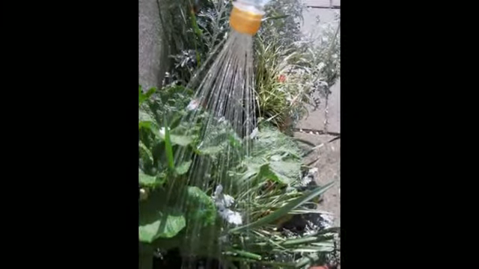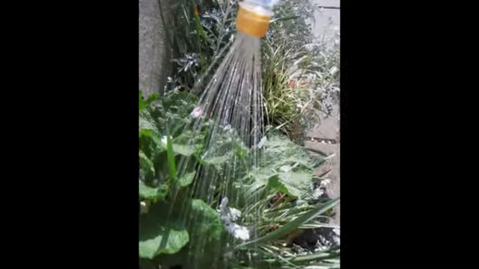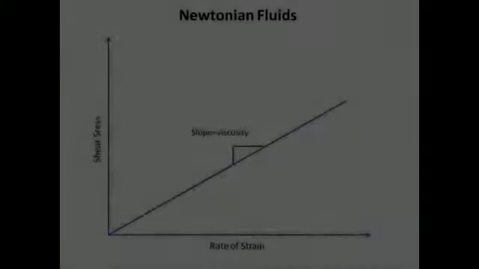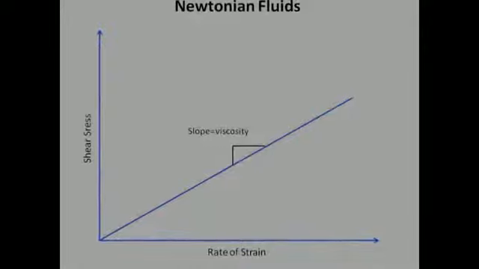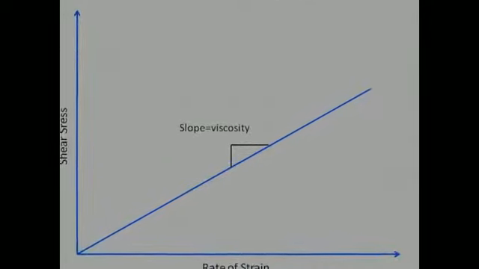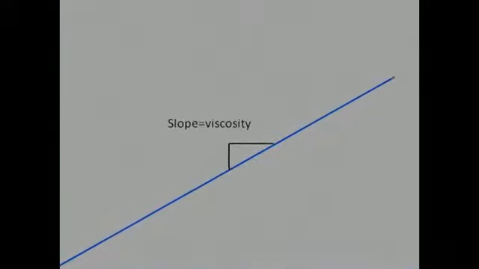For example, as you increase the pressure in a water bottle, the water's rate of strain, the velocity out of the bottle in this case, will increase a proportional amount. Interestingly enough, for Newtonian fluids, the proportionality constant between shear stress and rate of strain, also the slope of the stress versus rate of strain graph, is the viscosity of the fluid.